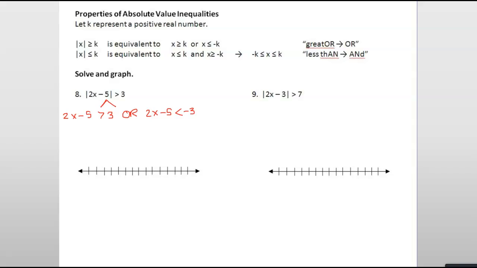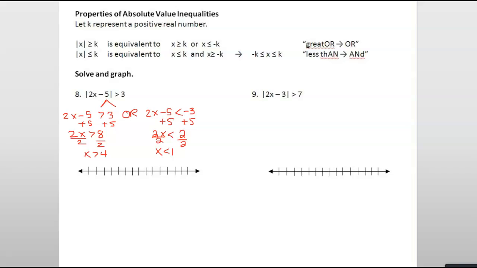Now it's just like what we did the other day. You're going to solve the inequality for x. So you add 5, divide by 2. So I get x is greater than 4, or x is less than 1.